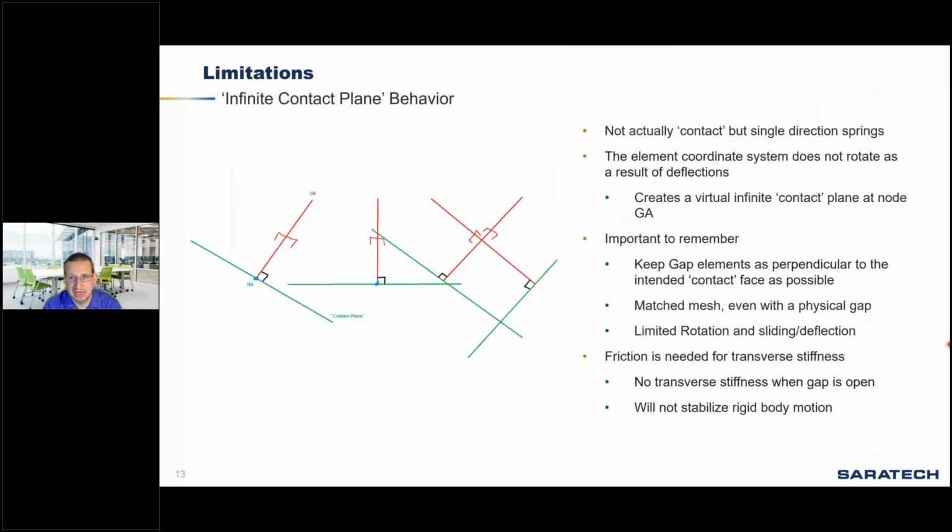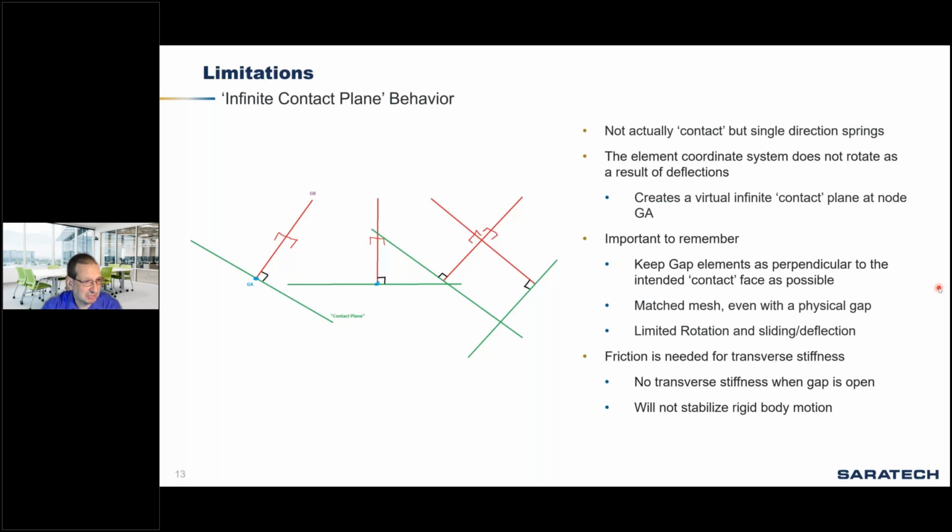And so I like to reemphasize here that we're not actually dealing with contact elements. We're dealing with single directional springs here. So having our elements aligned and organized, making sure that they're as perpendicular to the intended contact face as possible will help avoid any sort of issues. In my little lovely MS Paint graphic here on the left, we have a variety of gap elements that are orientated in all sorts of different directions.